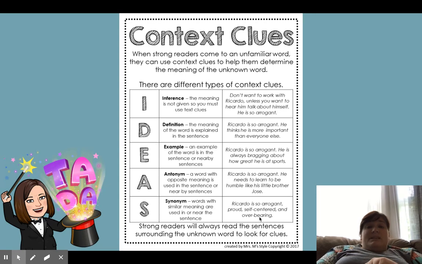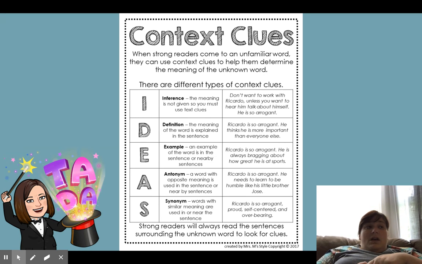So this week we're going to be using the IDEAS strategy of context clues to try and determine some meanings of unknown words. I'm going to be giving you some practice pages, and you're going to have some sorts to do, and you're going to hone this skill of using those context clues to figure out words when you're reading that you may not know when you come across them, okay?